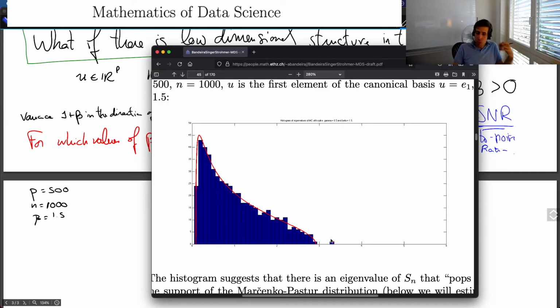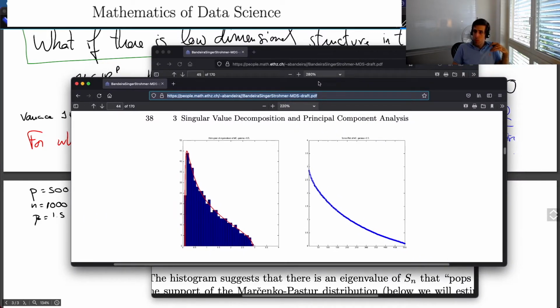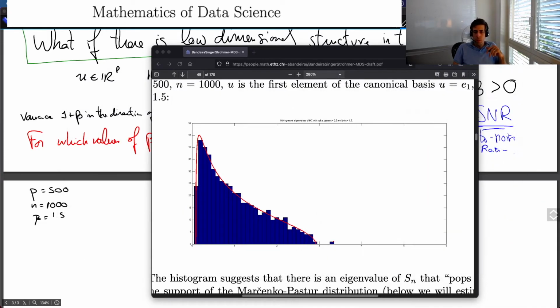Okay? And now if you do the experiment with, say, beta 0.5 or a much smaller beta, it looks just as if there was nothing. It looks exactly like it looked here. It's like there was no signal in the data. But with 1.5, you get something.